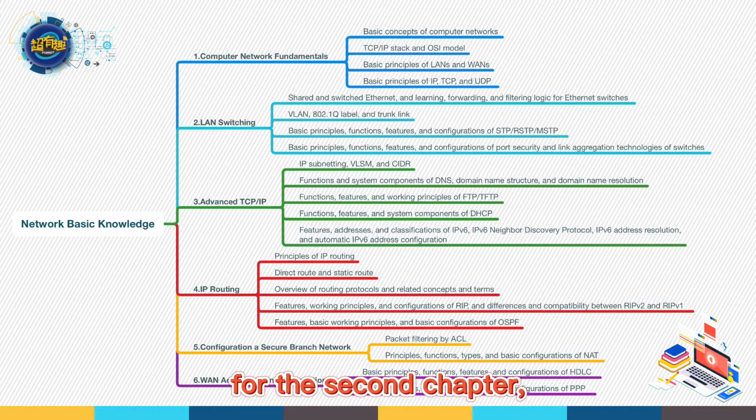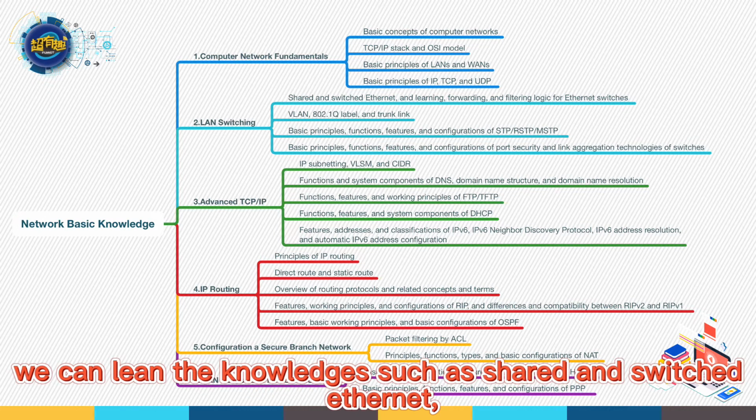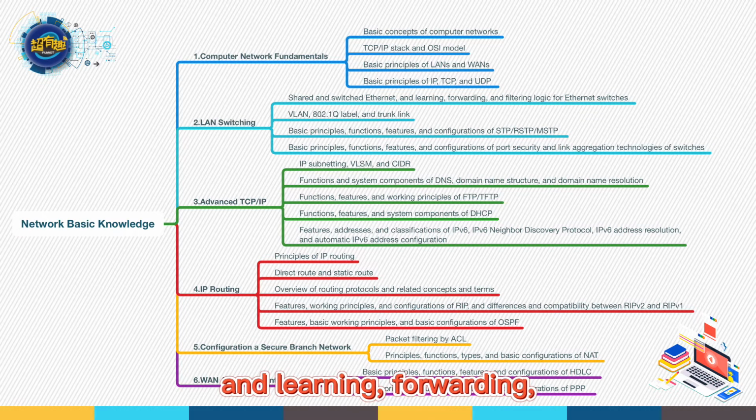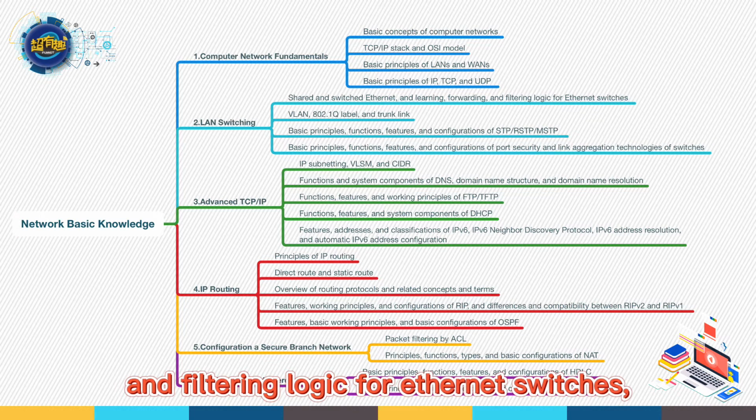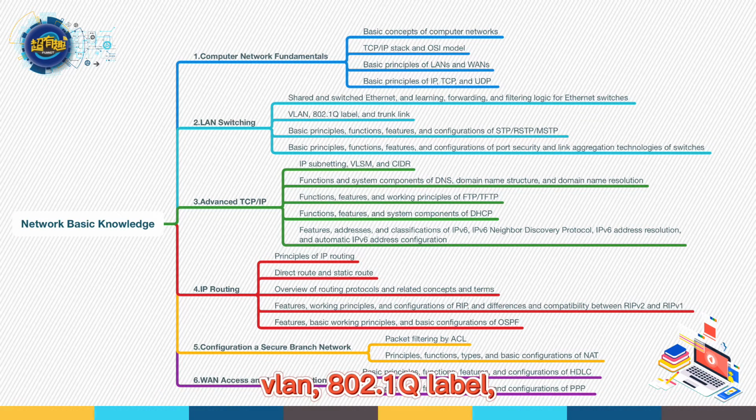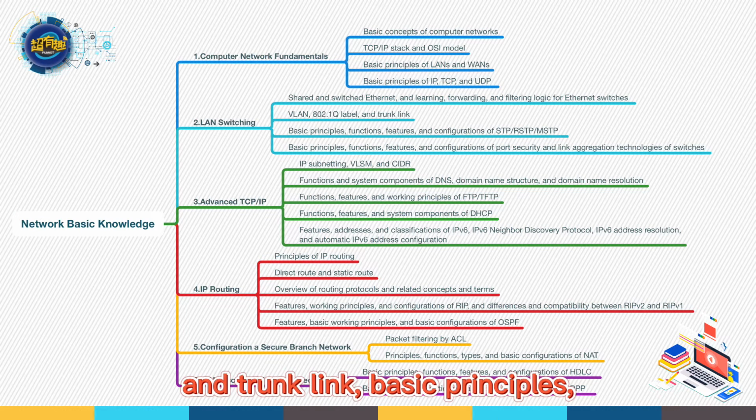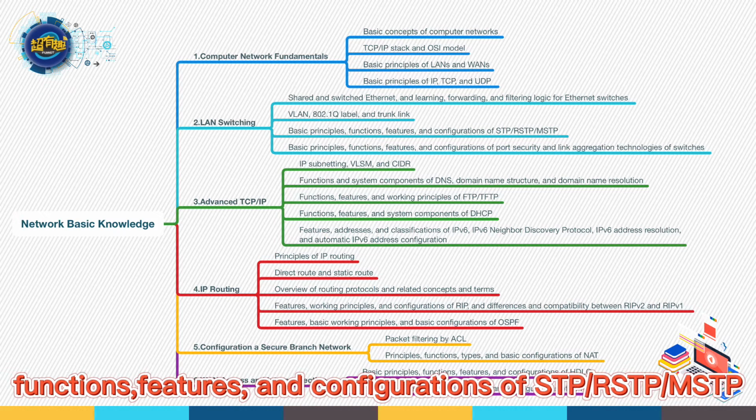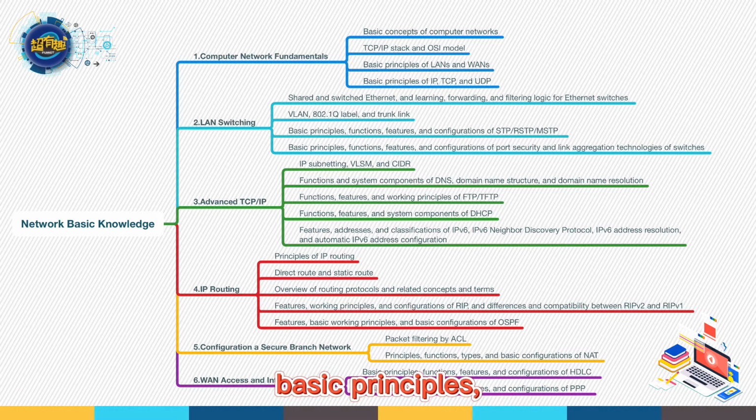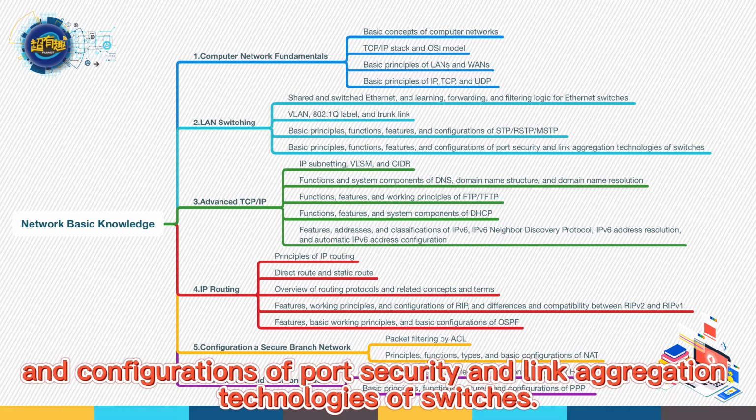For the second chapter, we can learn knowledge such as shared and switched Ethernet, learning, forwarding and filtering logic for Ethernet switches, VLAN, 802.1Q label, and trunk links, basic principles, functions, features, and configurations of STP, RSTP, and MSTP, basic principles, functions, features, and configurations of port security, and integration technologies of switches.